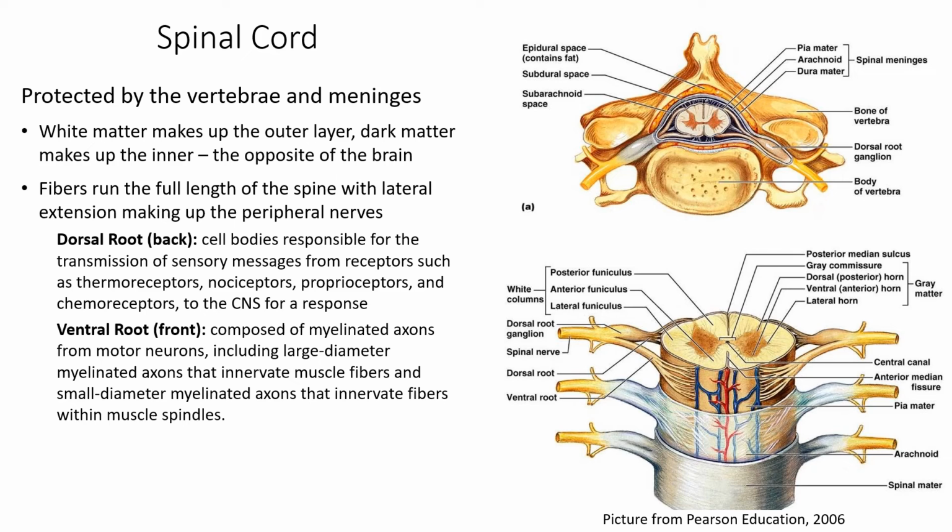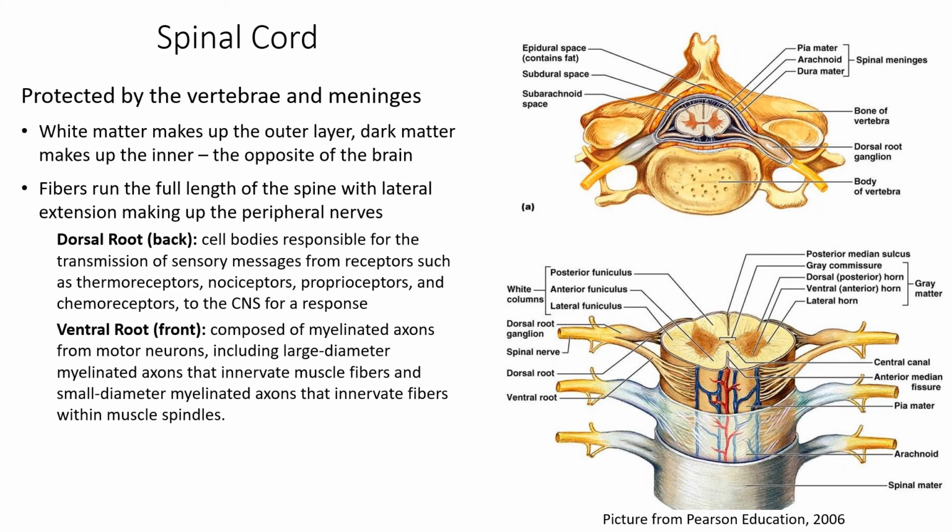Two important concepts to remember are the dorsal root and the ventral root. So dorsal, meaning back. These cell bodies are responsible for the transmission of sensory messages from receptors, such as thermoreceptors, which is about temperature, nociceptors, which is about pain, proprioceptors, having to do with balance, coordination, where we're at in space, and chemoreceptors, which have to do with chemical reactions within the system, neurotransmitters, things like that. And these all coordinate for the CNS, the central nervous system, to respond.